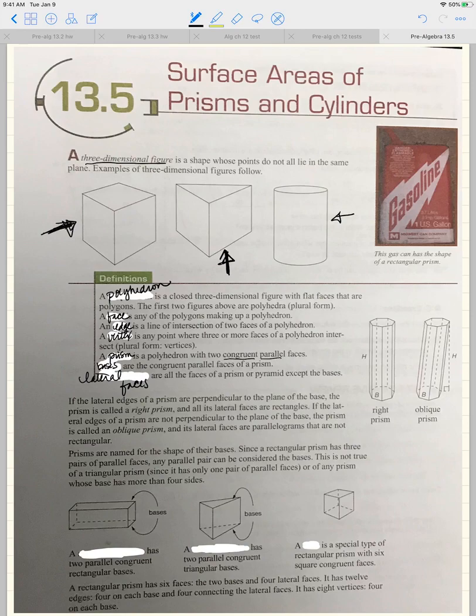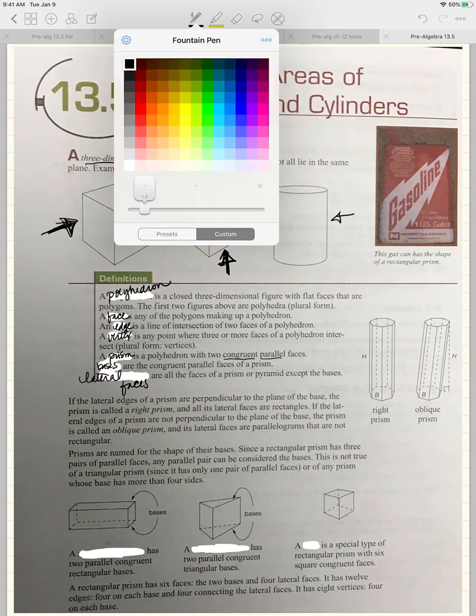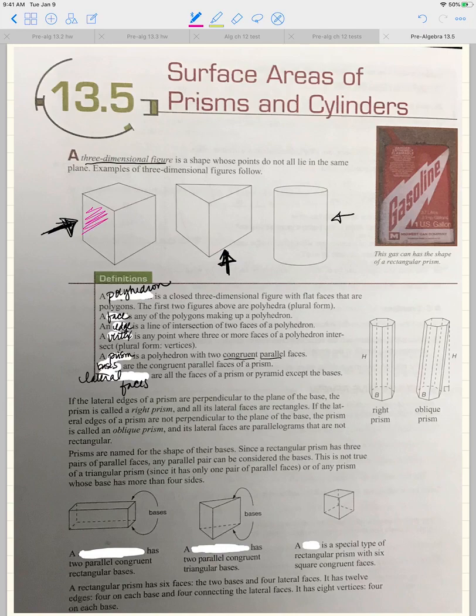So up here, polyhedron, here, polyhedron, soda can, not a polyhedron, okay? A face, this is a face of this polyhedron. This is a face of this polyhedron right here, okay? An edge, a line of intersection of two faces of a polyhedron. Here's an edge, and here's an edge, okay? A vertex, any point where three or more faces intersect. Here's a vertex, here's a vertex, all right?